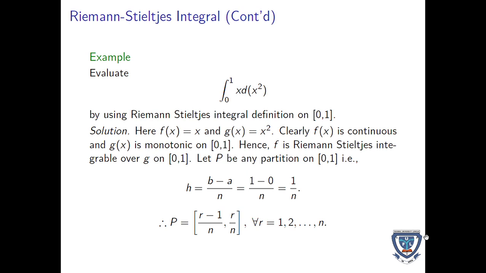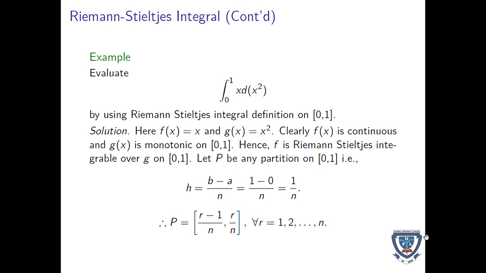Clearly, f of x is continuous and g of x is monotonic on [0, 1]. Hence, f is Riemann-Stieltjes integrable with respect to g on [0, 1]. So let's move on. Let P be any partition on [0, 1]. This is how we get the partition: (b minus a) over n. Our a here is 0, our b here is 1, so 1 minus 0 is 1 over n. So the partitioning will go in steps of 1 over n.